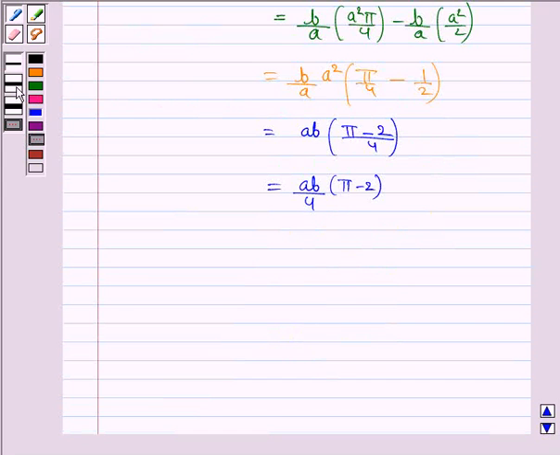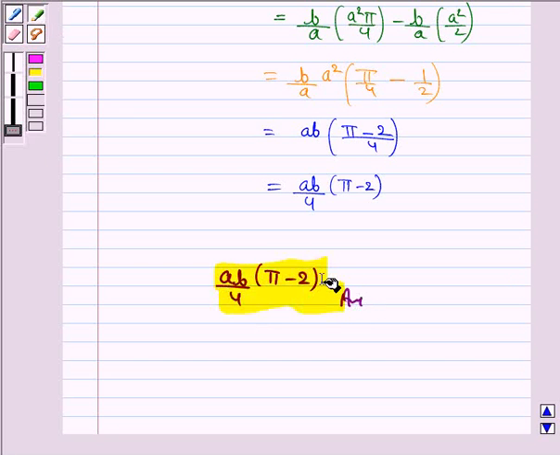So the area of the required region is ab by 4 into pi minus 2. Now this completes the question and the session.